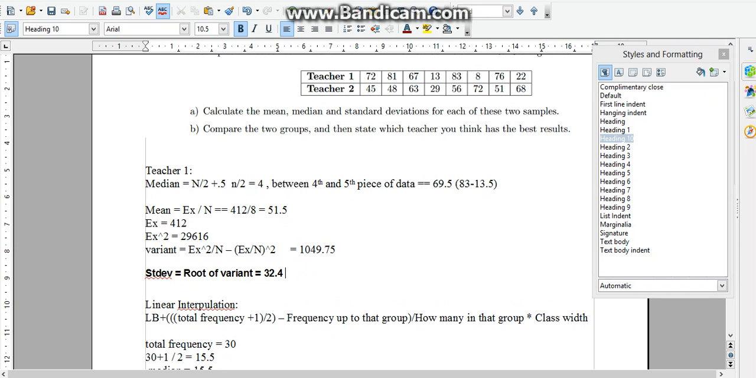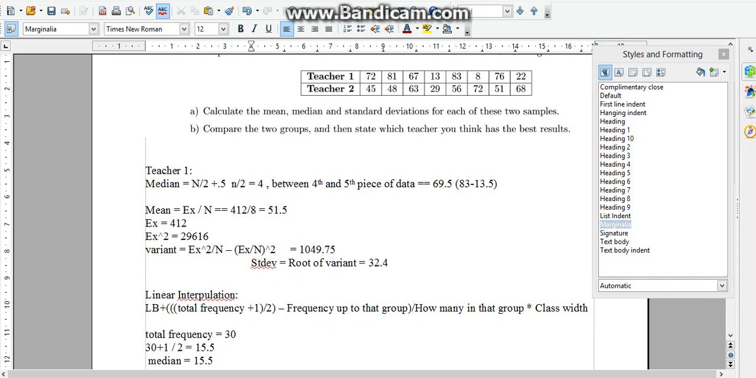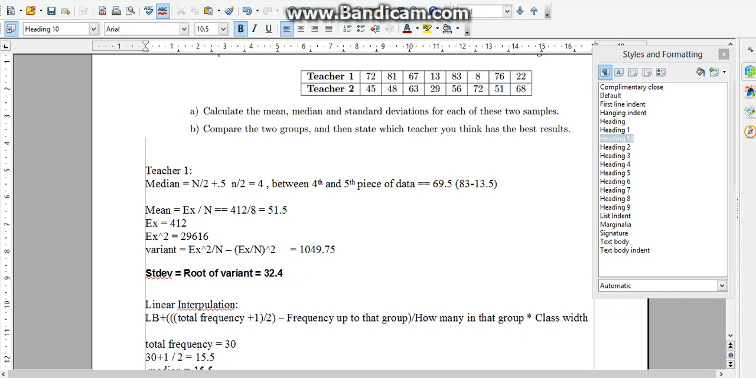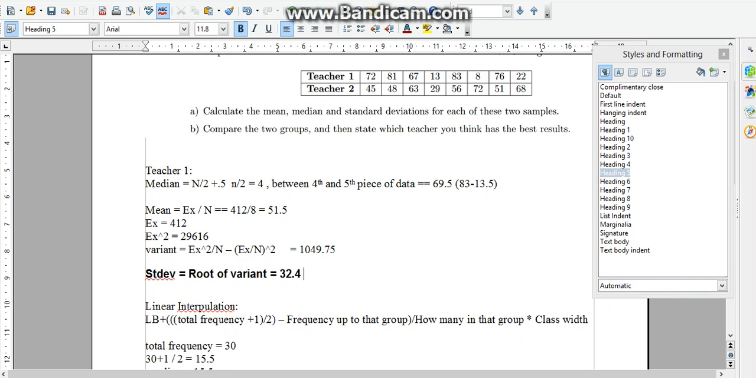Ooh, check it out, guys. Whoa, whoa, that looks cool. I'm sticking with that. I'm sticking with that. Let me know what you guys think of that new heading in the comments.